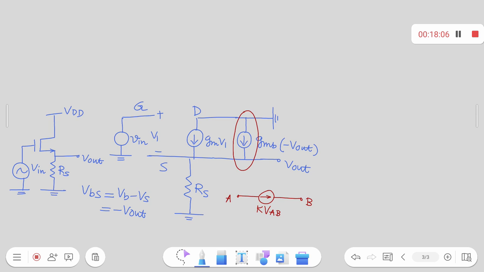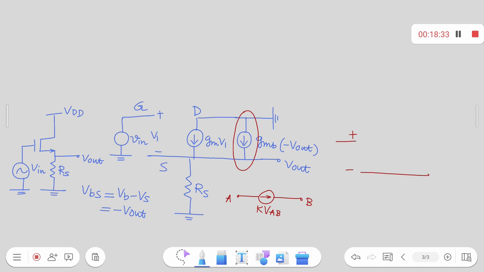Resistance. Right? So here also you have GMV times V out. This is connected between two terminals whose voltage difference is equal to V out. So this is nothing but a resistance. What is the resistance? 1 upon GMV. Okay. So that makes the calculation even easier than before.